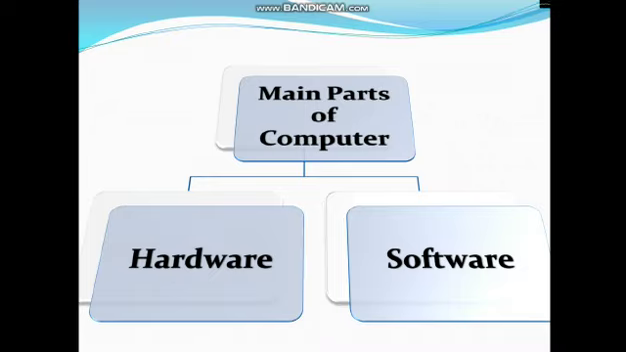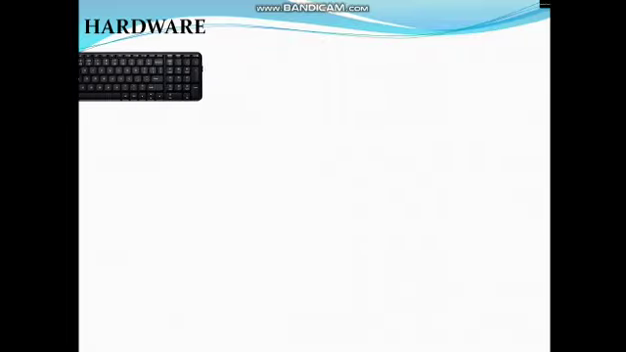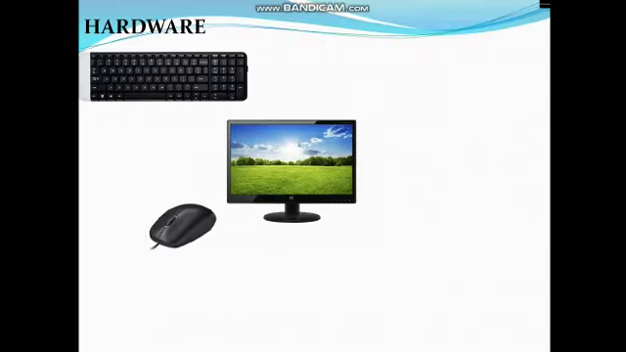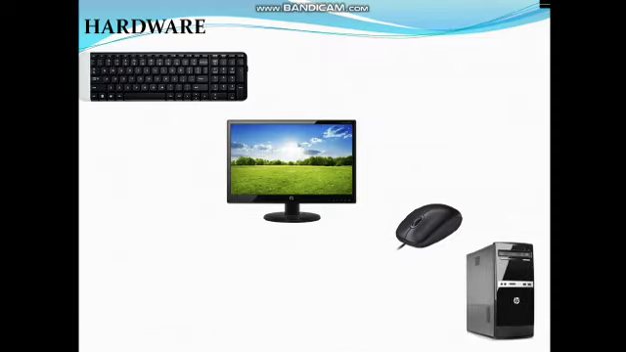Now let's go for another one. What are the different hardware? You see that it's the keyboard, a monitor, a mouse, and a CPU. Now let's one by one see what are the operations of each one of them. I know it's easy for you, but a little bit of description.